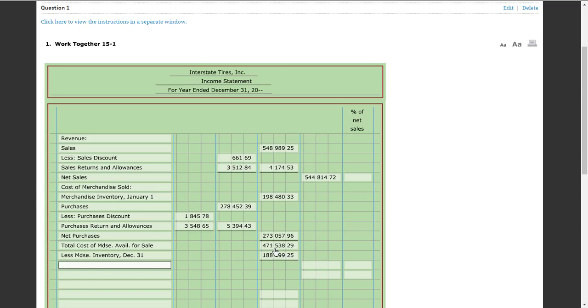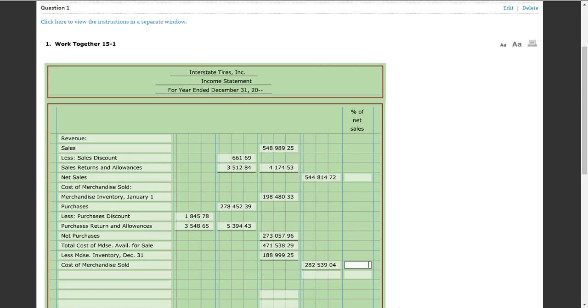Okay, so we have the 471 and the 188. Mathematically, what do I do? How do you know? Yes, exactly. It says less. We must subtract. And that is going to give me my cost of merchandise sold. Mathematically, my cost of merchandise sold is $282,539.04. Yes, you got it. You nailed it. 471 minus 188 will give you your 282.